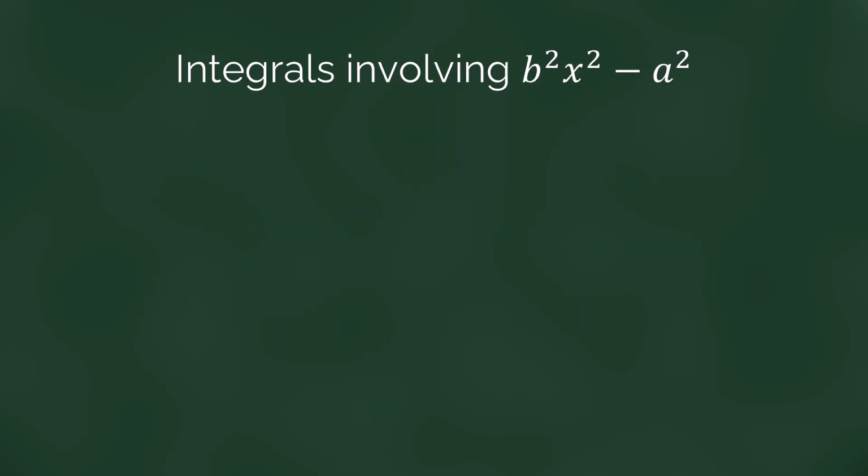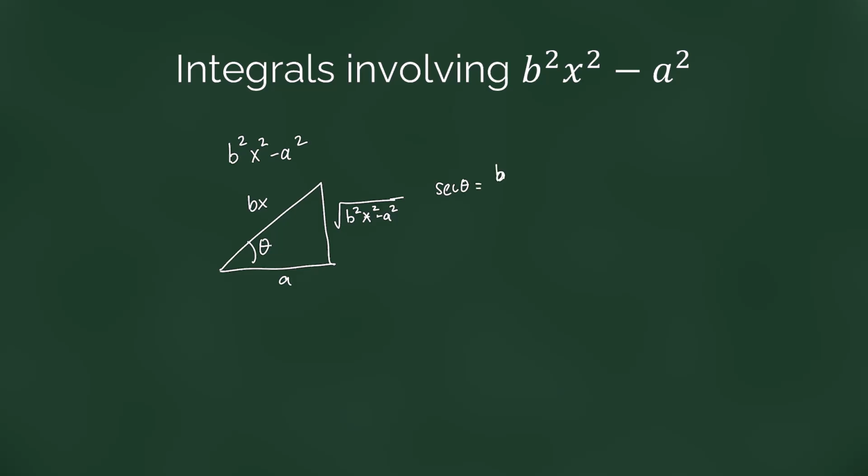We'll move some things around now and examine integrals that involve b squared x squared minus a squared. We're going to use triangles again to motivate the substitution that we need to make. We'll do things a little bit differently. This time I'm going to label the adjacent side to my angle theta as a and the hypotenuse as bx, making the opposite side b squared x squared minus a squared, all under a square root. When we look at this then, we can see that the secant of theta, which is 1 over cosine, is going to be hypotenuse over adjacent. So we get b times x over a.